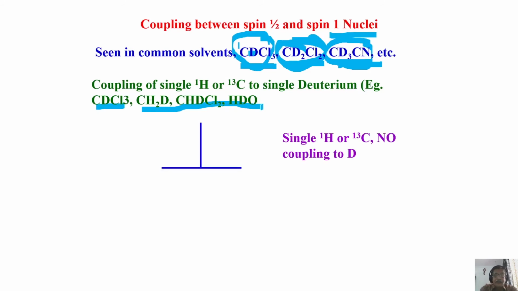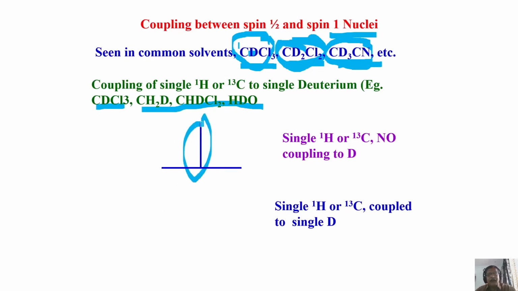Now, let us take any of these molecules containing single proton or single carbon, for example, CHCl3 or CDCl3. Carbon will give a single peak without any coupling to deuterium. If I do not bring in coupling, then you will get only a single peak. Now we will bring in the coupling. Whether it is CHCl3 or CDCl3 doesn't matter. Whether I am looking for proton or carbon does not matter, I see proton NMR or carbon-13 NMR, I get a single peak.